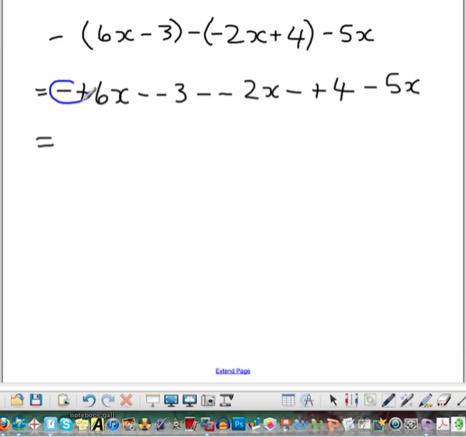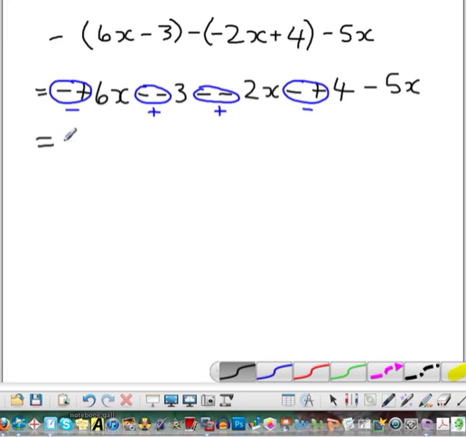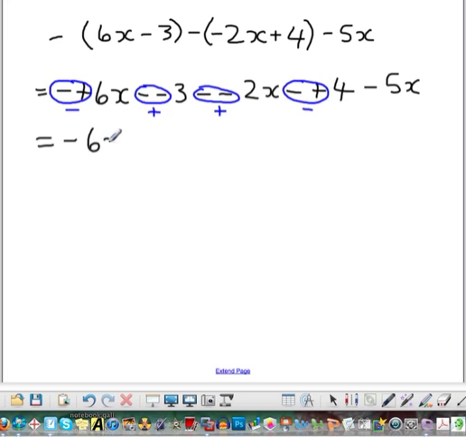So if I subtract a positive number, it's the same as subtracting. If I subtract a negative number, it's the same as adding. If I subtract another negative number, it's the same as adding. If I subtract a positive number, it's the same as subtraction. So my next line, I will just replace the signs. Negative 6x, and it makes sense to take your time on this. Plus 3, plus 2x, minus 4, minus 5x.